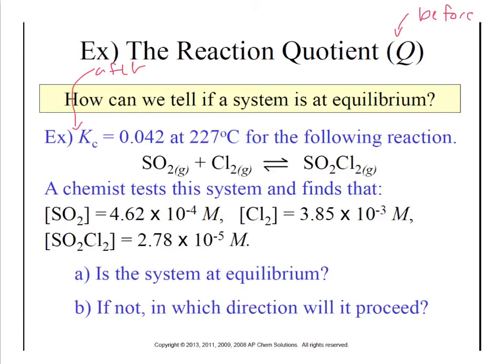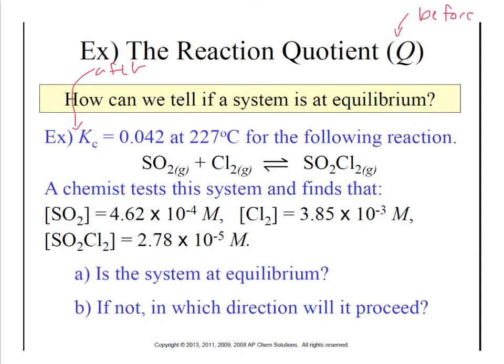The Q value, you guys, is nothing more than a test. It just answers a question for us, and the question it answers is this right here. It's nothing more than that. It's going to let us know, did this reach equilibrium? And if not, which direction does it have to move to get there? Does it have to produce more products or more reactants?